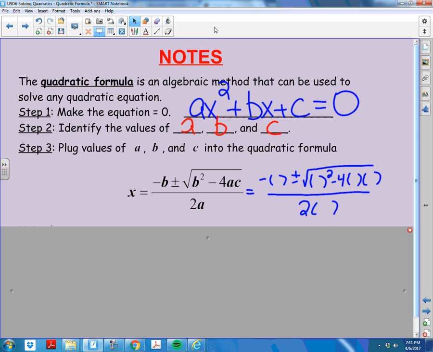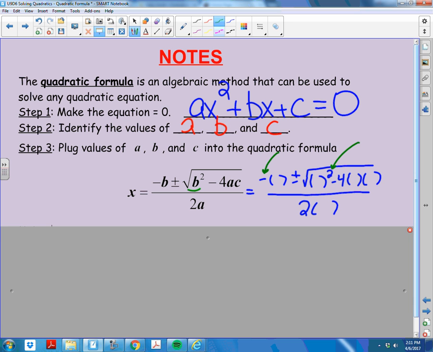Always substitute with parentheses, and I'm going to show you why you want to do that in a moment. By the way, you'll notice that the negative sign for negative b is outside the parentheses. You'll notice that where it says b squared, the squared is outside the parentheses. That is critically important.